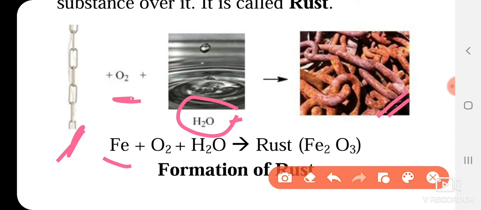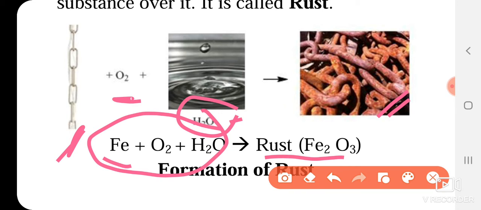So here the formula is given: Fe, that stands for iron, plus O2, that is oxygen, plus H2O, that is water. Now when these three react with each other, they form rust, and rust has the formula Fe2O3, that is iron oxide. So if you say rust or if you say iron oxide, it is the same thing.